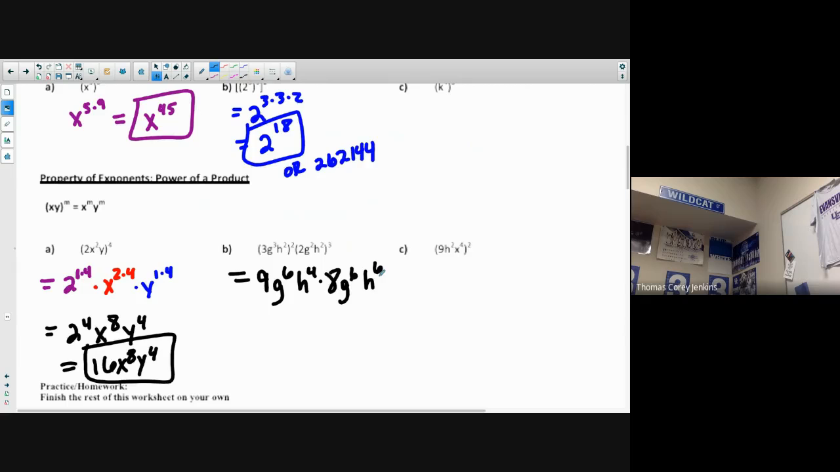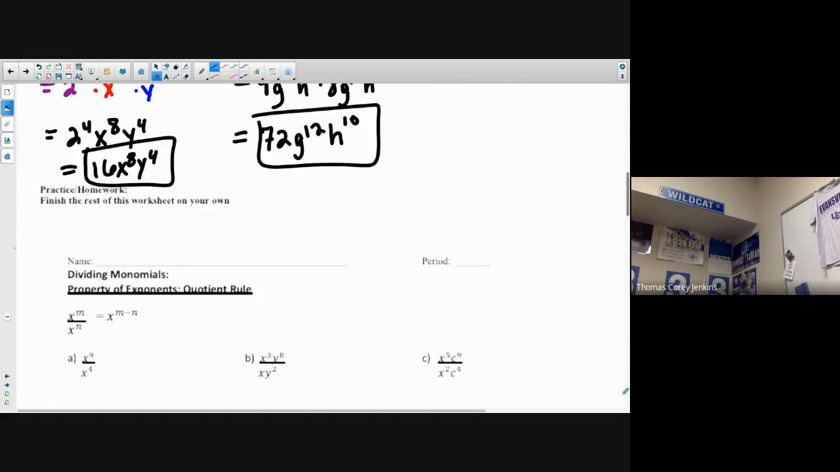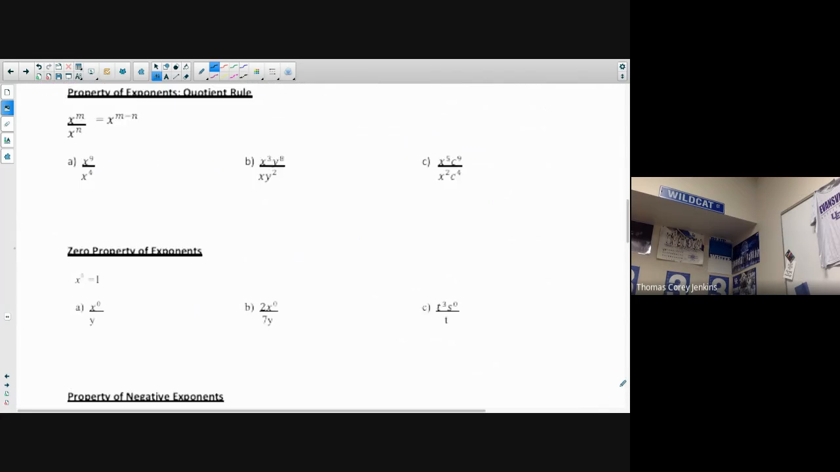Okay, now applying a new rule. Now we're multiplying, right? So 9 times 8, that's just regular old 9 times 8, or 72. We have g to the 6 times g to the 6. All right, so now we've got to keep our rules straight. So that wouldn't be g to the 6 times 6, that'd be g to the 6 plus 6, or g to the 12. And then h to the 4 plus 6 would be h to the 10. All right, so those are 3 of the, I think, 6 rules we're covering. So we'll keep rolling along.